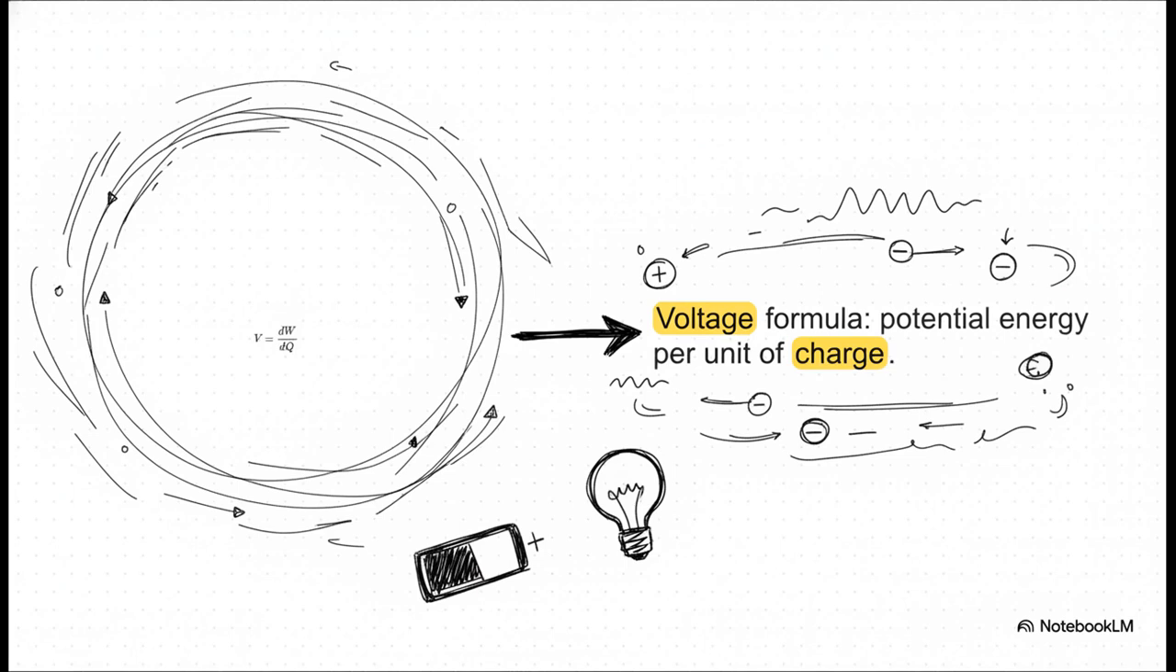And if we look at the math for that pressure, it's V equals dW over dQ. In this setup, W stands for potential energy, measured in joules, and Q is, again, our unit of charge. So voltage is basically just the potential energy per unit of charge. And the result? Volts. Pretty intuitive when you break it down like that, right?